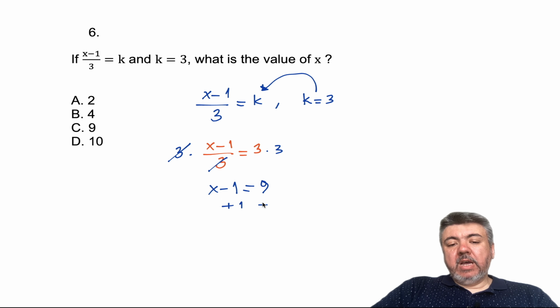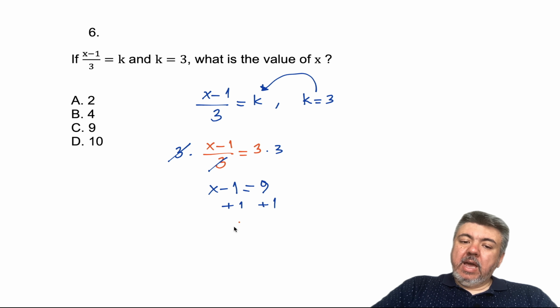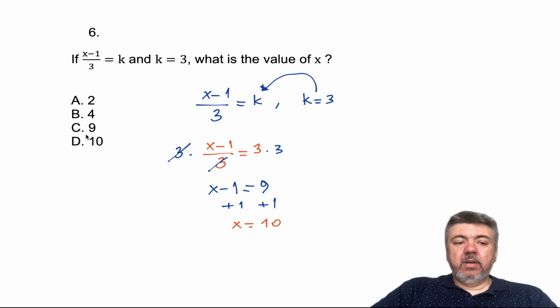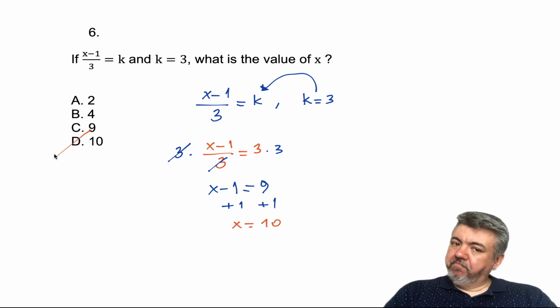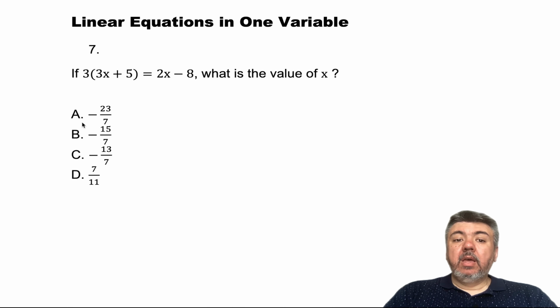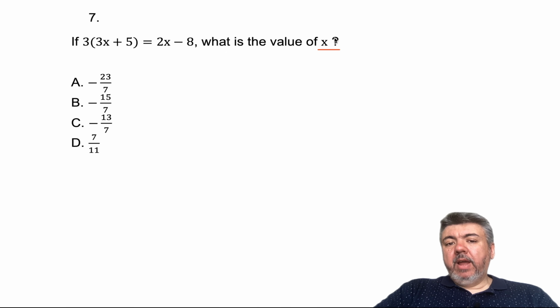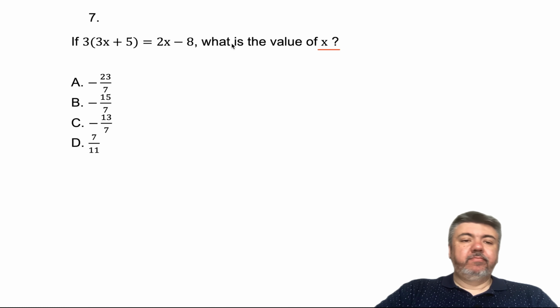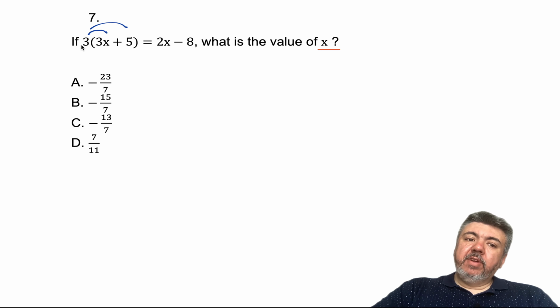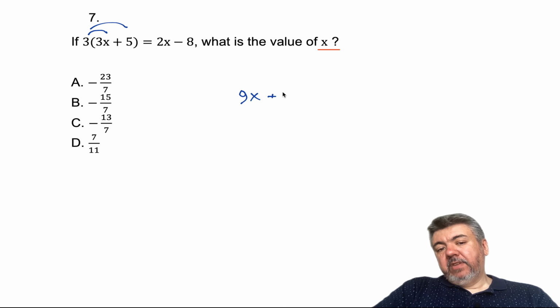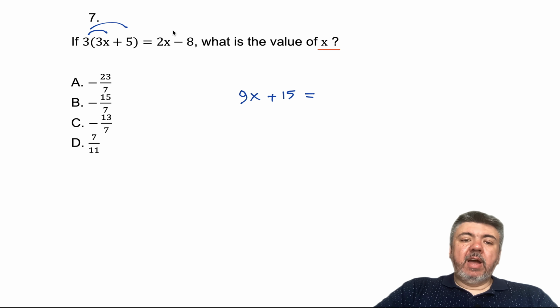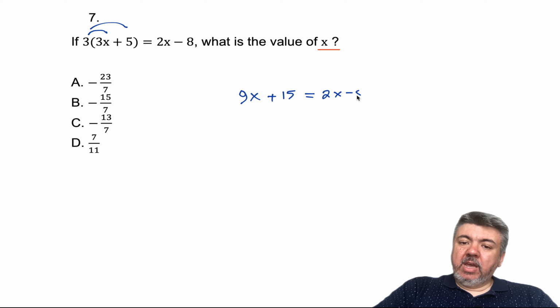So add 1 both sides. It's going to be like x equals 9 plus 1, which is 10. Okay. You can stop at any time when I begin the question. Try by yourself. And look at here. I'm looking for x, so I will solve it for x. It's just expansion of this parenthesis, like 3 times 3x, which is 9x, and 3 times 5 is 15 on the left, and on the right I have 2x minus 8.